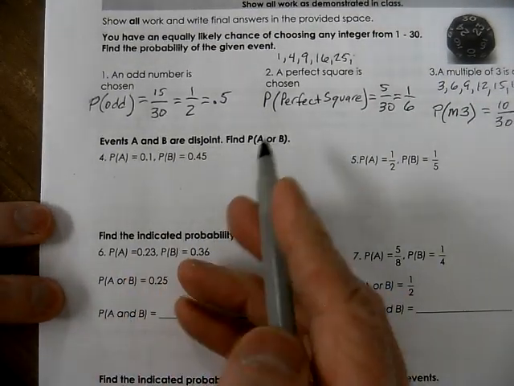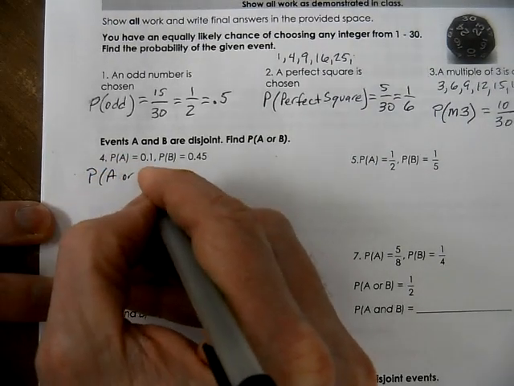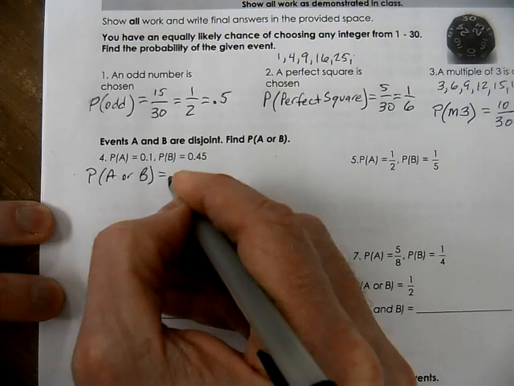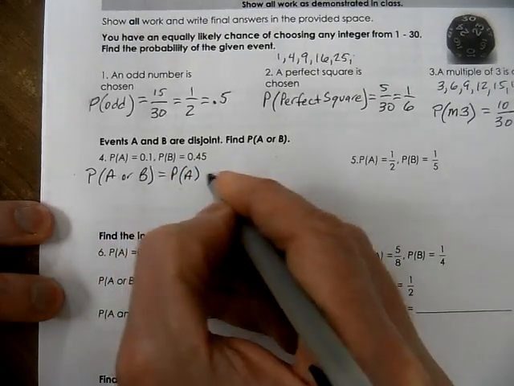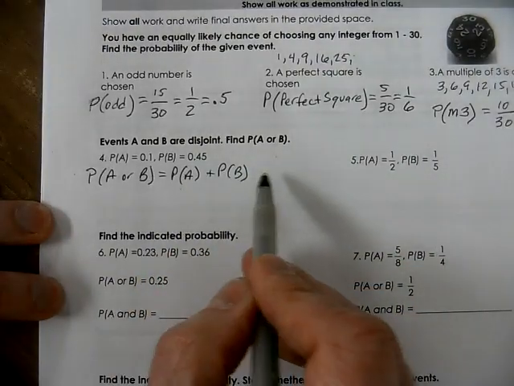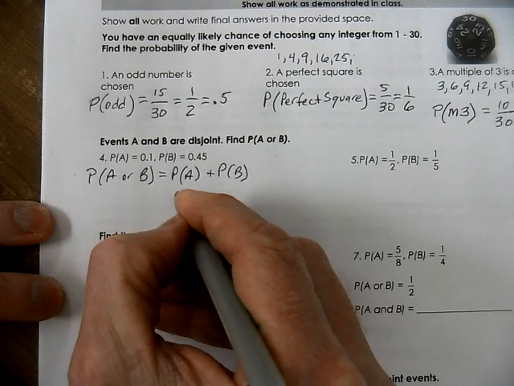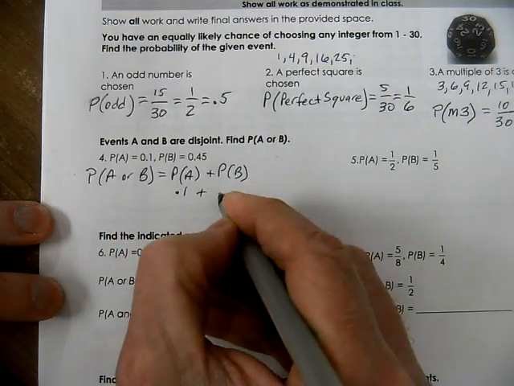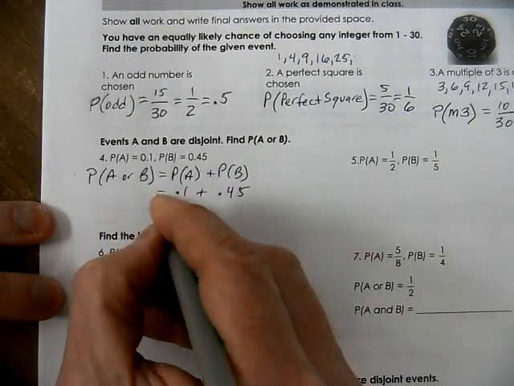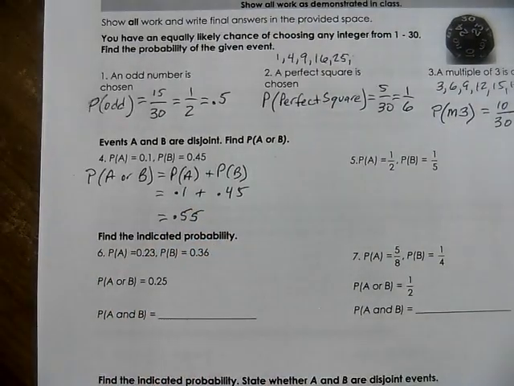Here, these are disjoint. So if they're disjoint, then the probability of A or B is going to equal the probability of A plus the probability of B. There is no overlap, so there's nothing to subtract. So we're looking at 0.1 plus 0.45, so 0.55. That is the probability of A or B.